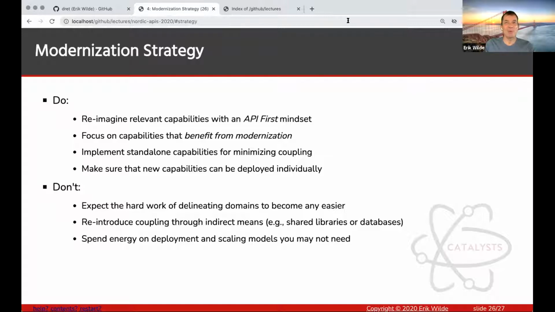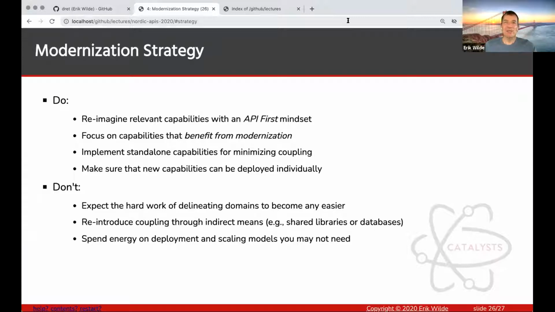So there's no big bang where everything needs to be switched over from one to something else. It allows you to reimagine your capabilities as APIs one by one. So it's, again, a nice iterative approach. And you can do that by focusing on those capabilities that benefit most from modernization. So that's a good thing as well.